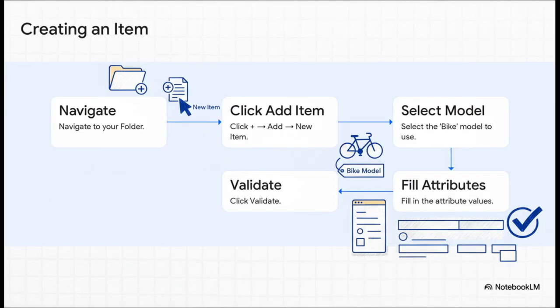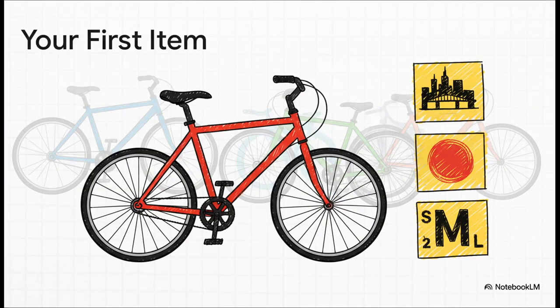The process for creating an item is going to look pretty familiar. The key difference is that after you choose to add a new item, Codex is going to ask you which model you want to use. We'll pick our shiny new bike model, and the system will instantly generate a form with the exact fields we defined. All we have to do is fill it out. And there you have it, our final result, our very first item. This record fits perfectly into the structure we defined in our model.